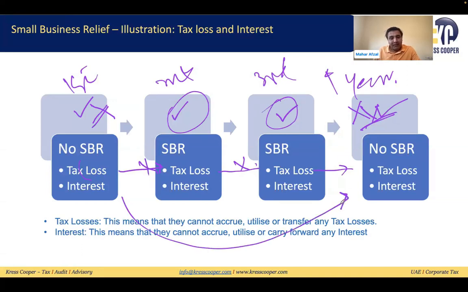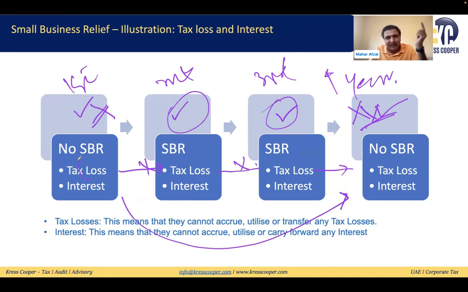That's why they said, if the person is opting for the small business relief, they cannot carry forward the previous period losses. They cannot carry forward the previous period interest. Means in the fourth year, first year losses and first year interest can be adjusted. In the fourth year, second year loss and second year interest cannot be adjusted.